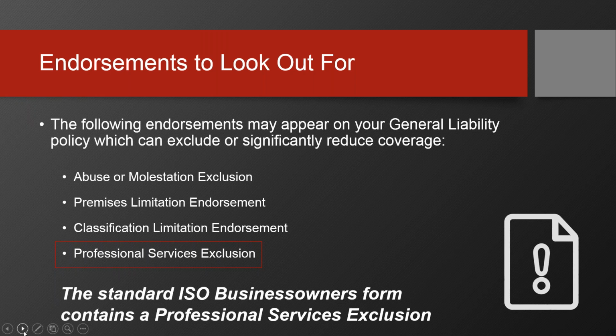So you may have GL coverage, but you may not have GL coverage for a few of the activities that you're involved with. And the most important one, and a lot of times you're going to see this, is a professional services exclusion. And when you see that, that means that anything that's considered a professional service, and these are things that we're going to talk about in a few moments, is not covered by the GL form. So bottom line is, if you're providing a professional service, do not rely on a GL form to provide coverage. You really need to consider a professional liability form. The standard ISO business form contains a professional exclusion, absolutely.